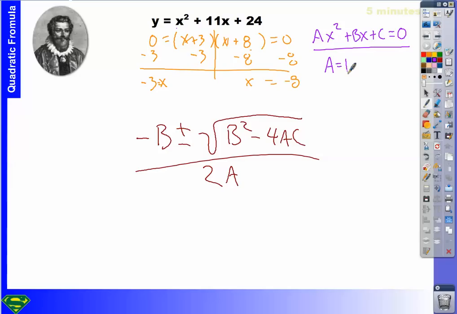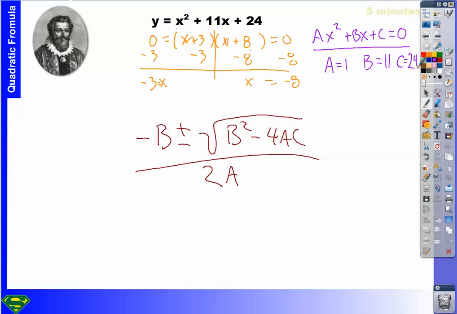What is my b value? What is my b value in this problem? This is a great question for people who don't like answering questions in math. Ava? 11. It is, in fact, 11. And finally, what is my c value? Everyone's hand should be up at this point. All right, Julia. Better known as Juliana. That would be 24.